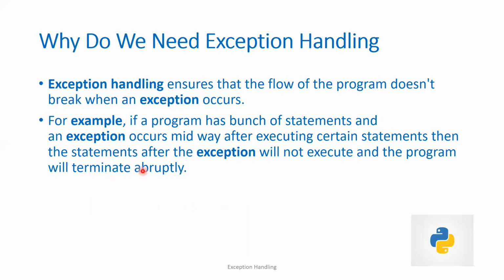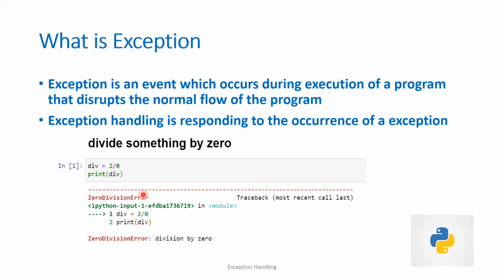For example, if a program has a bunch of statements and an exception occurs midway after executing certain statements, then the statements after the exception will not execute and the program will terminate abruptly. That means at this point the program has terminated abruptly, and the other lines of code will not go for execution.